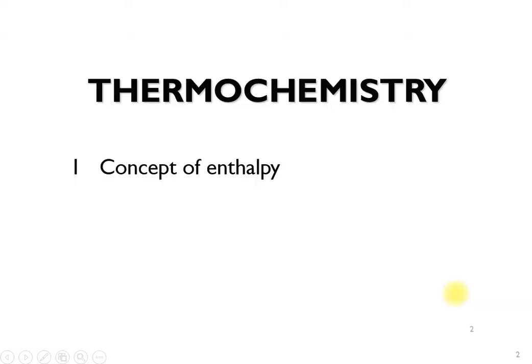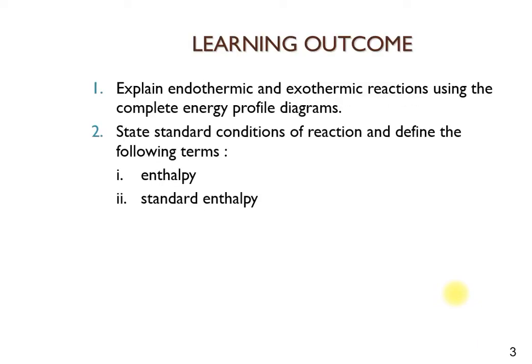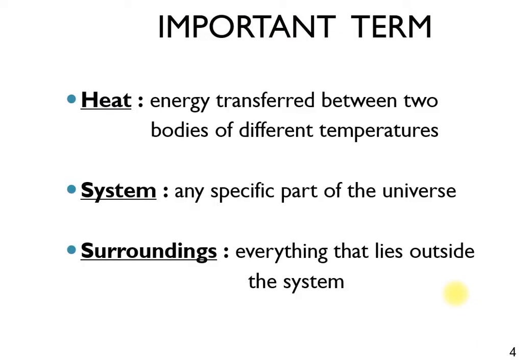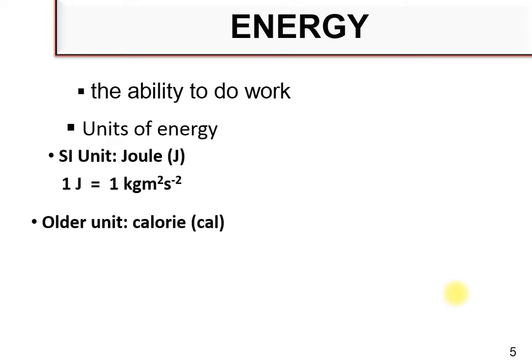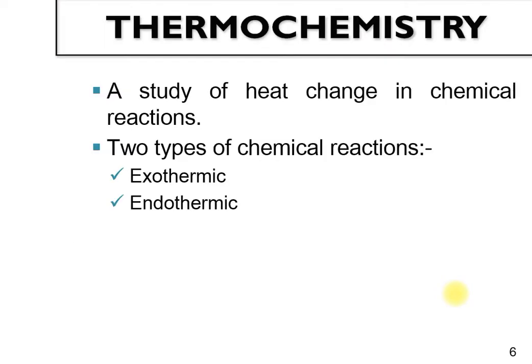Hello, next chapter is thermochemistry. We have the concept of enthalpy. These are some of the learning outcomes you should know, and also the important terms. We have heat, systems and surroundings, and also energy. We use the SI unit, joule, or it can be the older unit, calories.